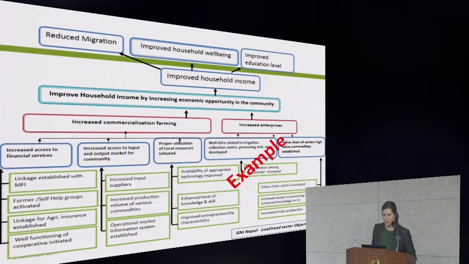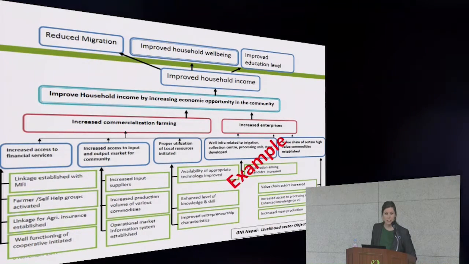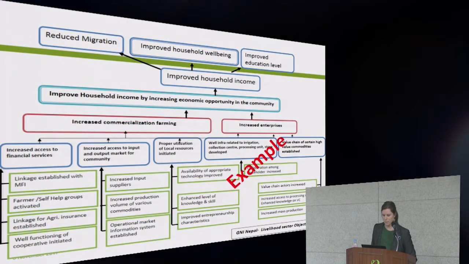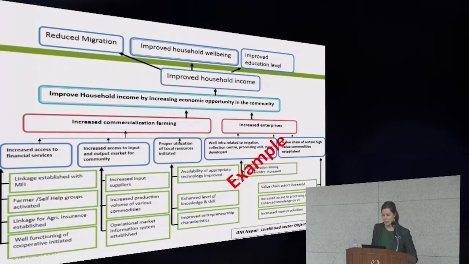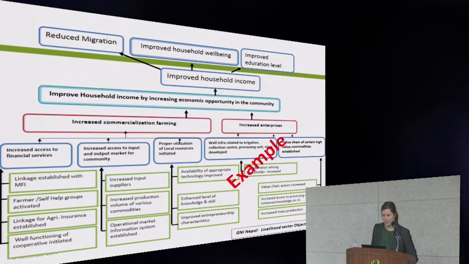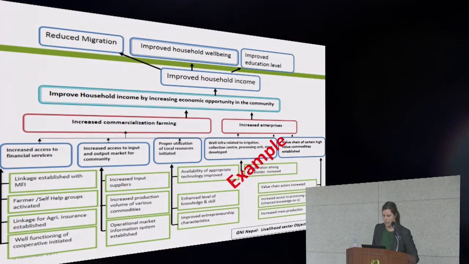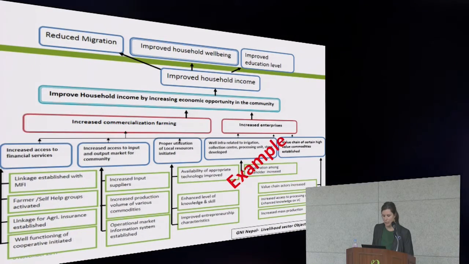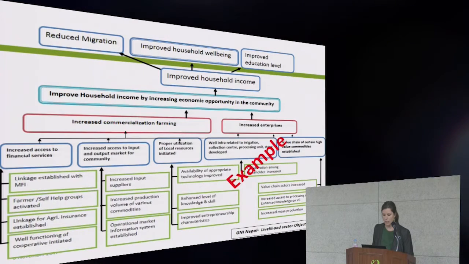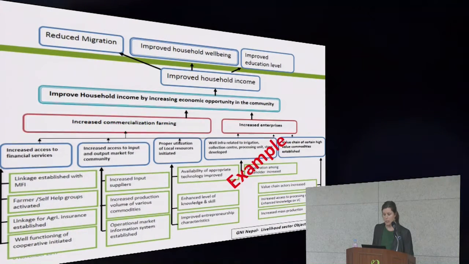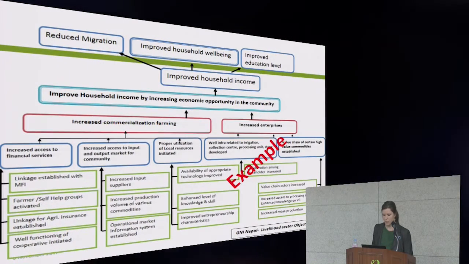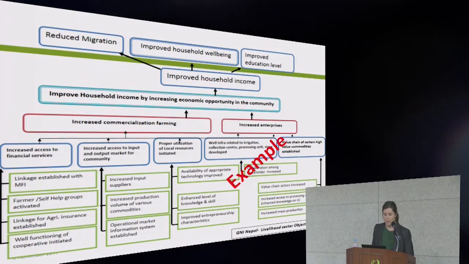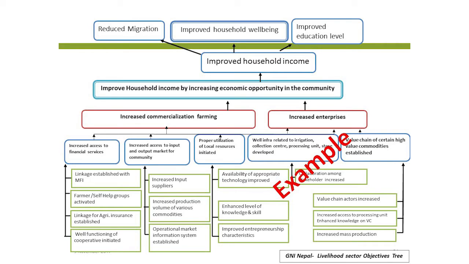Now this is an example of an objective tree for the livelihood sector at GNI Nepal. And while our practice was very simple, in reality, these analyses get very complex, and the trees tend to just branch out and out and out. So you'll likely end up with several layers of causes and underlying causes, and also several layers of effects. Short-term effects, long-term effects. And this is okay because this is the reality of the situation. So you might end up with something more complex like this.